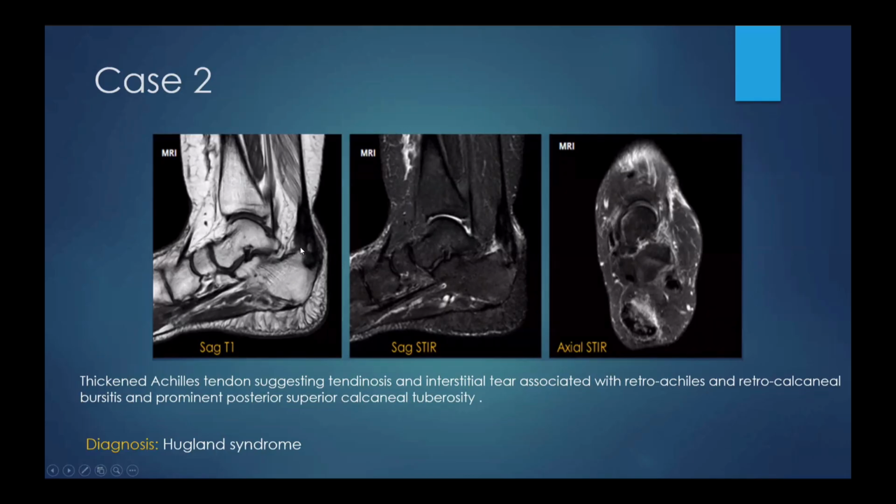Also, we have a prominent posterior superior aspect of the calcaneal tuberosity. And on this sagittal image, we have retrocalcaneal and retro-Achilles bursitis. The constellation of findings represents Haglund syndrome. It's a very painful entity and can usually be seen in ladies who are wearing high heels.